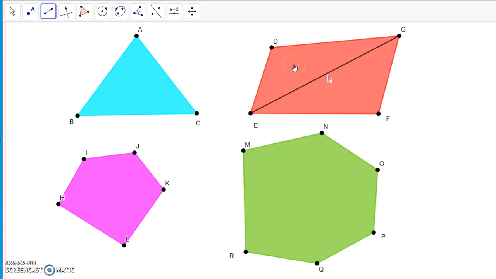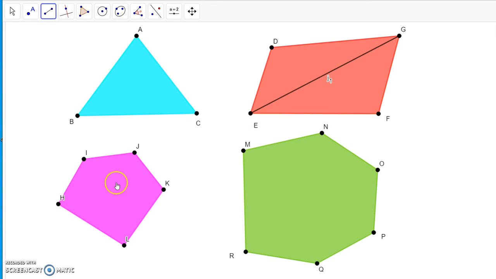So I know the angle sum property of triangle DEG will give 180 degrees, and the angle sum property of triangle EFG will give another 180 degrees. So the total angles of this quadrilateral DEFG, when I add all the four angles, they should sum up to 180 plus 180, that should be equal to 360 degrees.